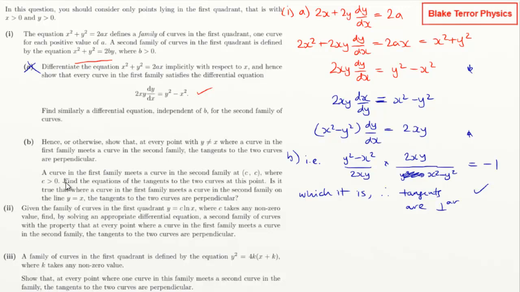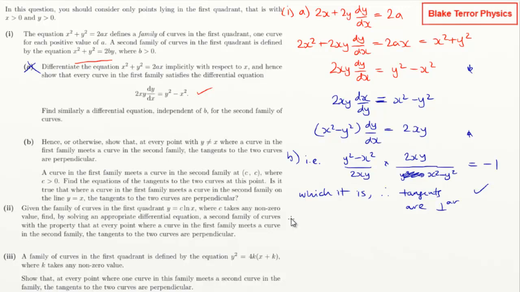Oh, it hasn't done all of B. A curve in the first family meets a curve in the second family at (c, c), where c is greater than 0. Find the equations of the tangents of the two curves at this point. Is it true that where a curve in the first family meets a curve in the second family, it is on the line y equals x? All right, so we're now filling in the gap of that special case, where y is equal to x.